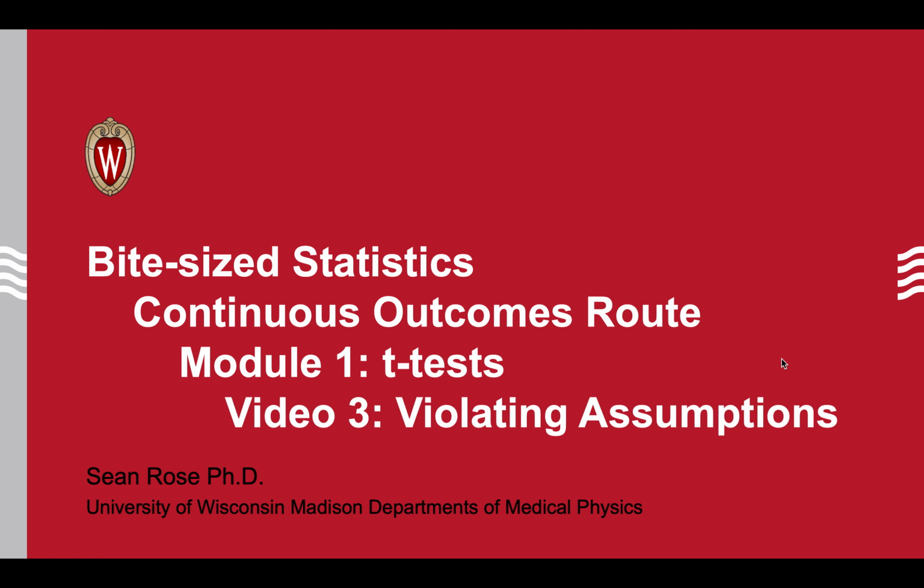My name is Sean Rose, and you are watching the Continuous Outcomes route. This is Module 1, which covers t-tests, and this is the third video of Module 1, in which we are going to talk about violating some of the assumptions of the t-test and test how robust it is.